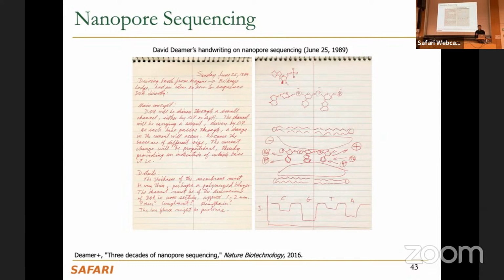And can the movement of this DNA disrupt the ionic current flow? Would this ionic current disruption be informative enough that we can tell each base, each nucleotide in the DNA? So we want to look at the ionic current disruptions, and based on these disruptions, tell each base in the DNA. In terms of idea, it is brilliant, but it didn't work well back then.